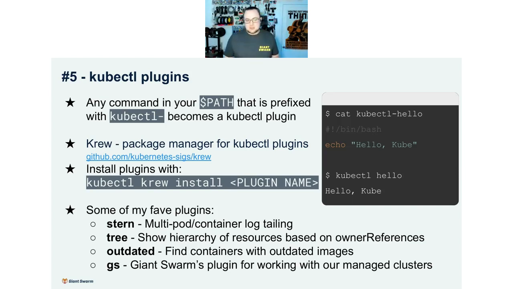Outdated is a nice little CLI tool. It'll check the pods that you've got running in your cluster and let you know if any of the images that you've got there are outdated. So if you're not using latest or named tags, it should be able to work out whether there's a new version available for you to pull down.